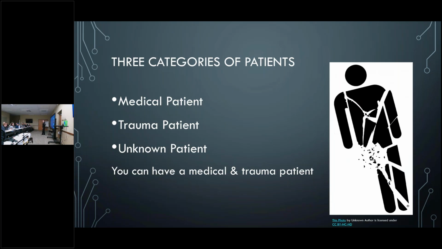Somebody ran their car into something. Somebody stubbed their pinky toe. That's a trauma patient. You can have medical and trauma together. So someone had a heart attack, then crashed their car into the tree. That's a medical and trauma patient. Then we have the unknowns. You get toned out for an unknown whatever. You don't really know what's going on until you get there. Sometimes you still don't really even know after you've done your full assessment.